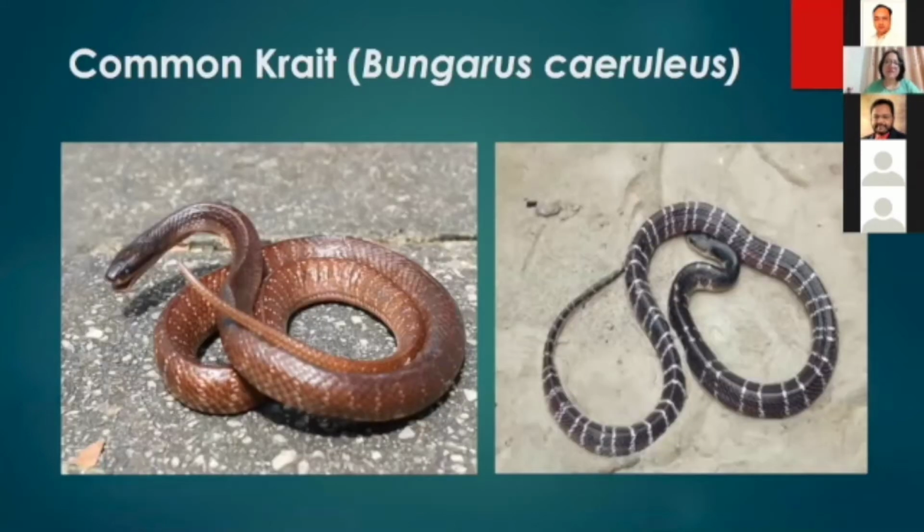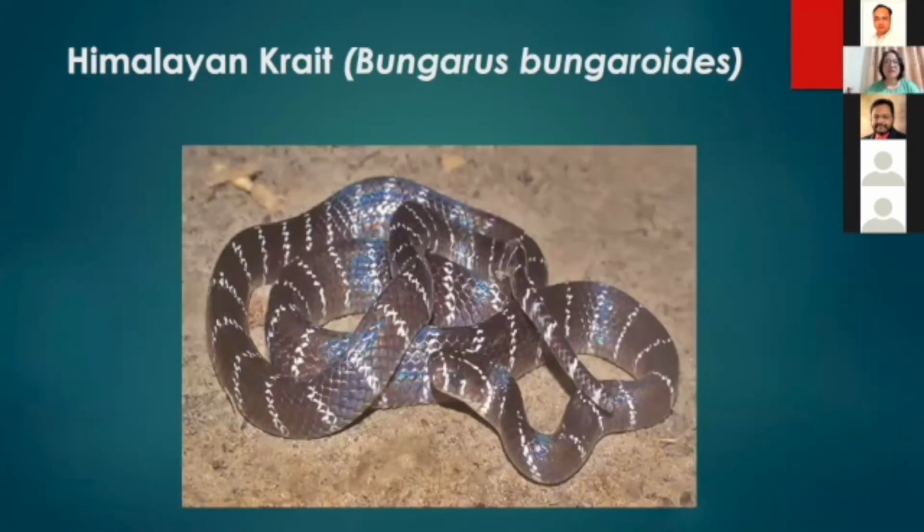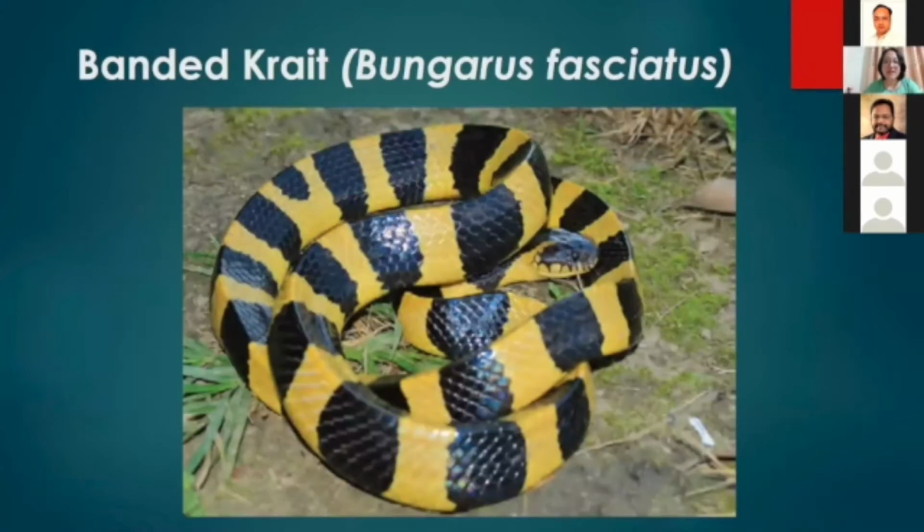These are again a few pictures. I'll just go through the pictures only, because this has been beautifully explained by the previous speakers. Common krait, Bungarus caeruleus. This is the picture of a Himalayan krait. These are quite common in our country as well. This is a banded krait that I was talking about, the yellow and the black sarpa, as we call it.